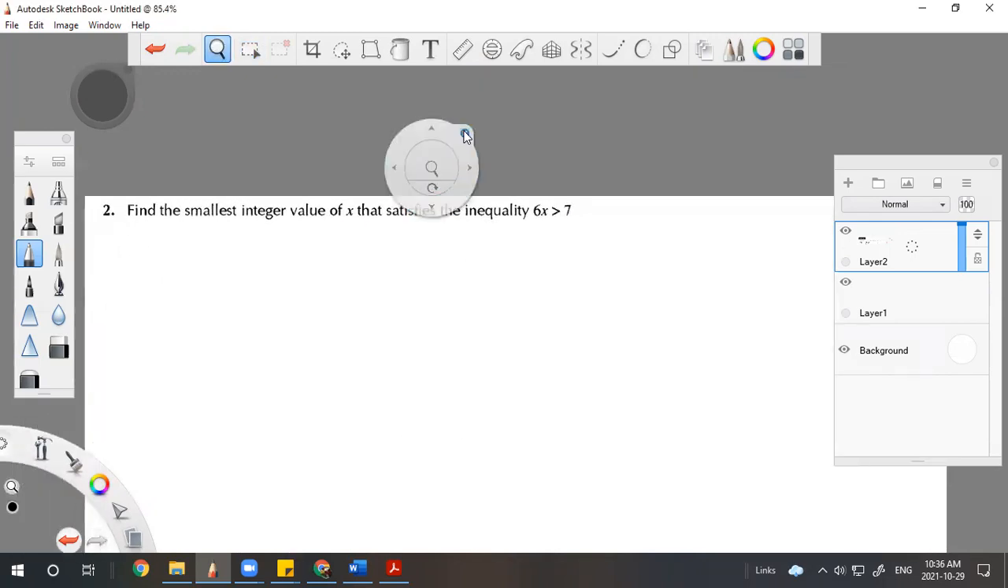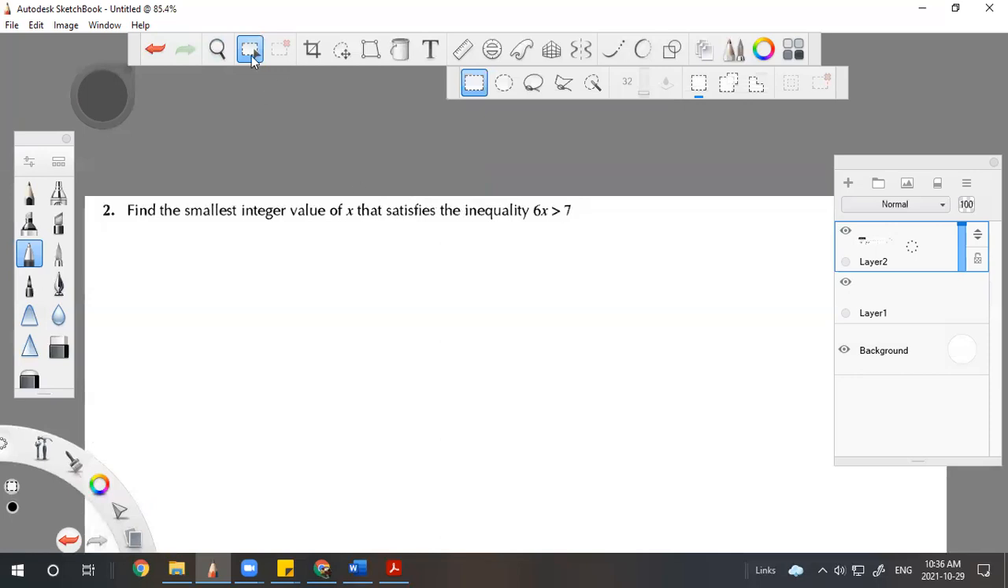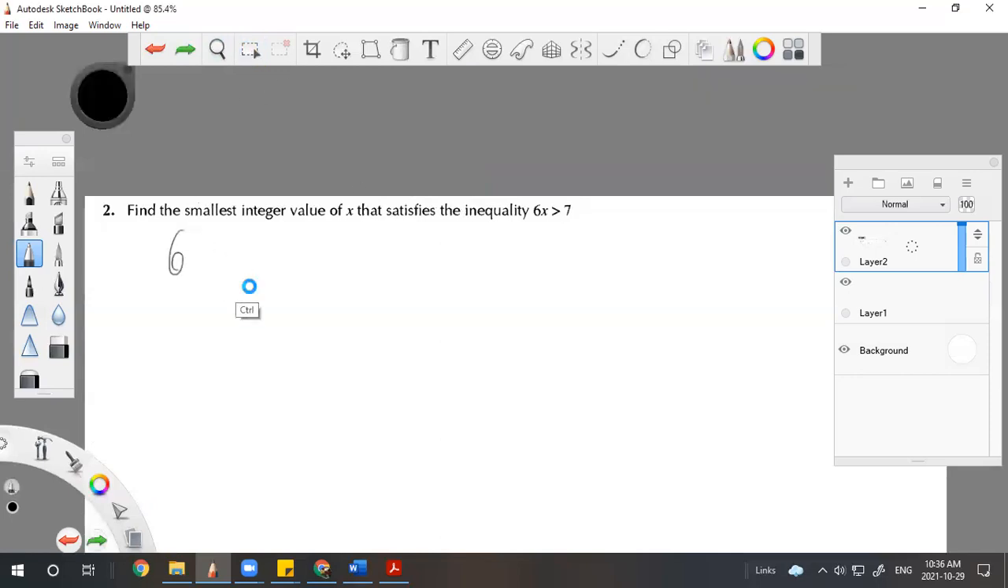Okay, find the smallest integer value of x that satisfies 6x more than 10. Wait, it's so thin. 6x more than 10. Yes. What is integer again? I forget. Integer is a number that cannot be decimals. It's only 1, 2, 3, 4, 5, 6, 7, 8, 9, 10. Not allowed 1.5, -3.5. Integer is negative and positive numbers, including 0, but no fractions.